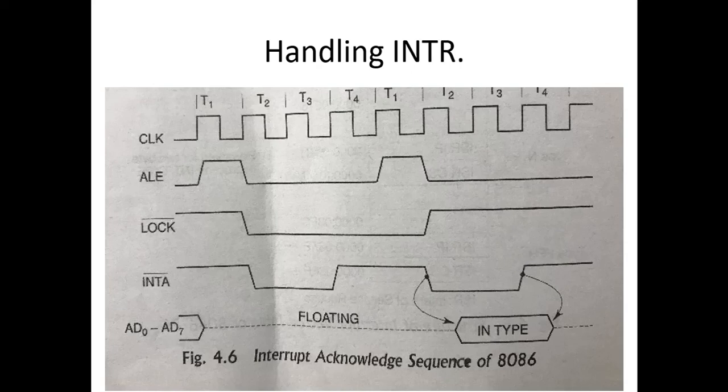The first trailing edge of ALE floats the bus AD0 to AD7. We can see that in the timing diagram. That means the first trailing edge of this ALE floats the bus AD0 to AD7, while the second trailing edge prepares the bus to accept the type of the interrupt. That means it can accept any type of interrupt. The type of interrupt remains on the bus for a period of 2 cycles.